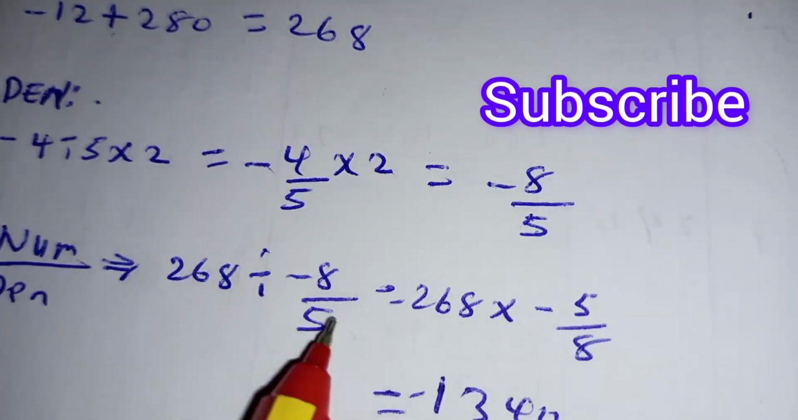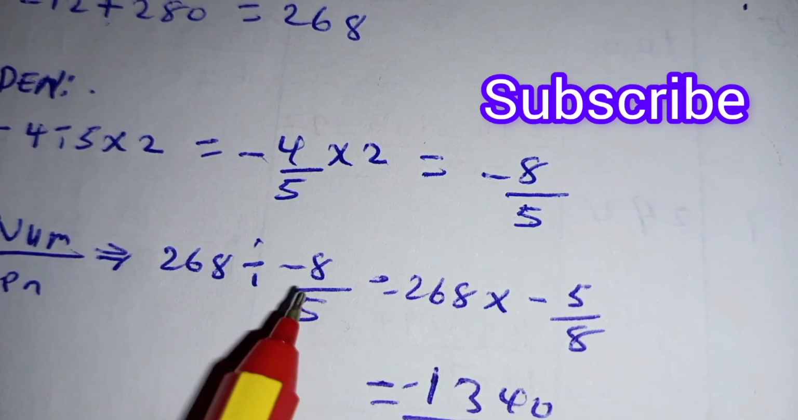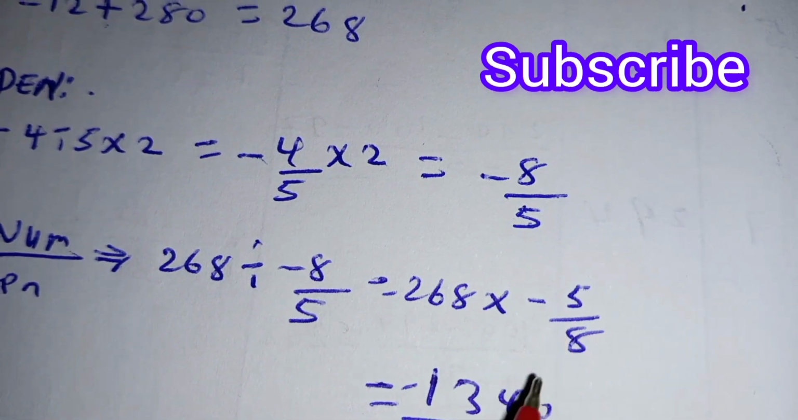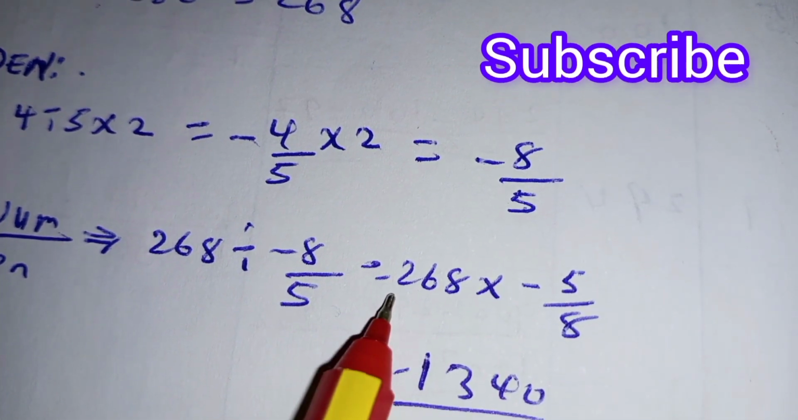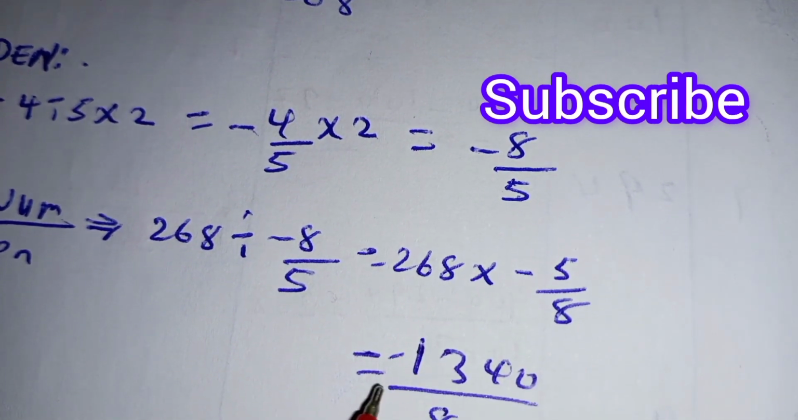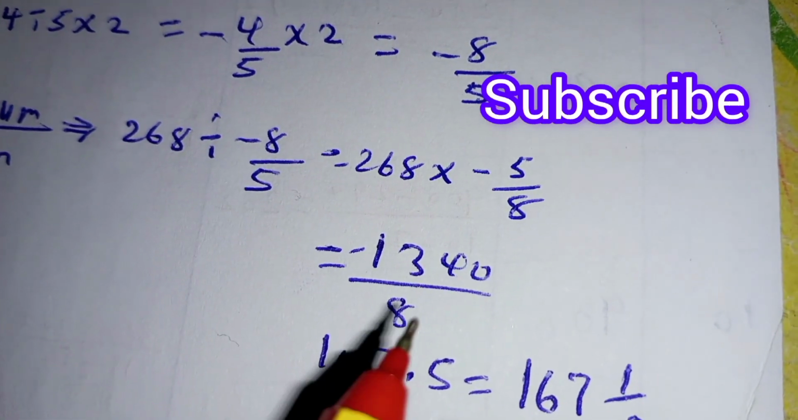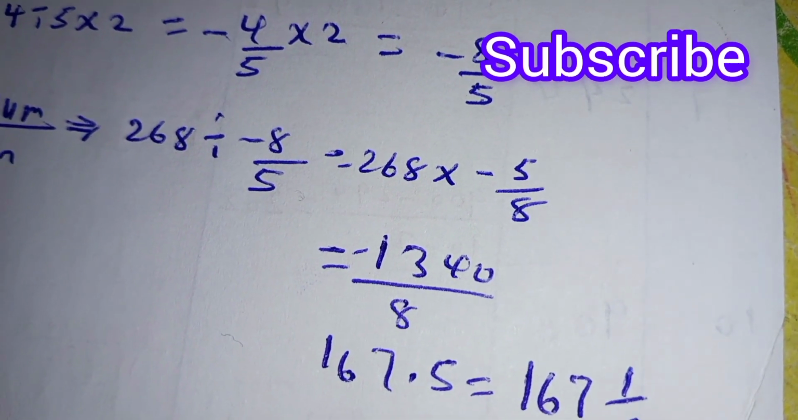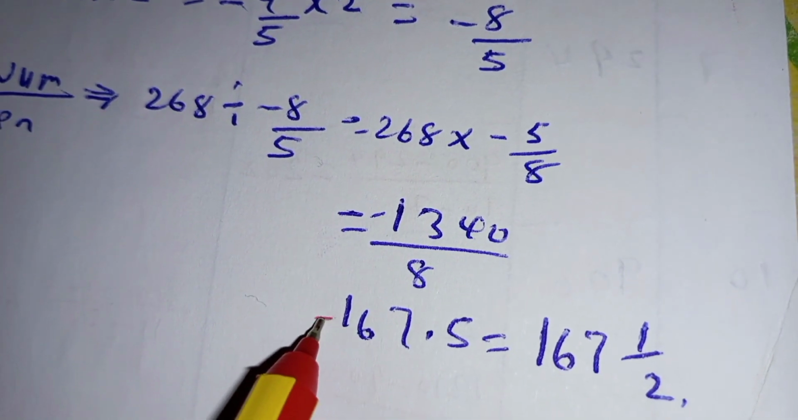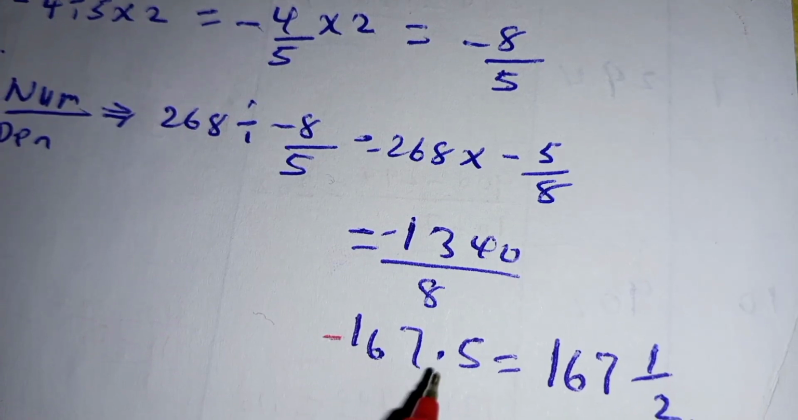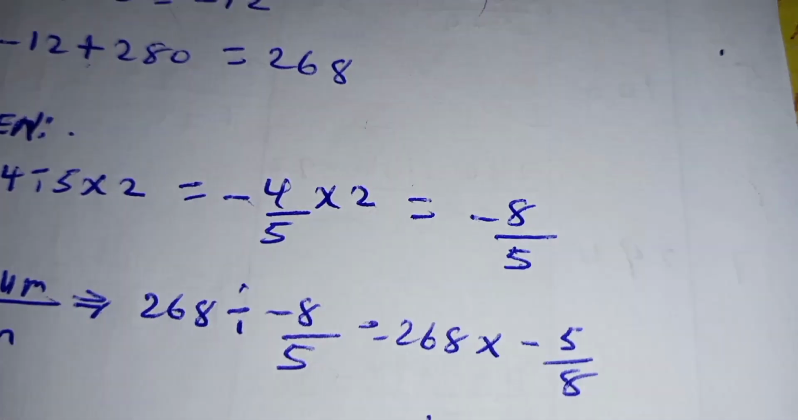When you are dividing a number by a fraction, you apply the reciprocal. So the reciprocal of -8 over 5 is 5 over -8. And now you change the sign from division to multiplication. When you multiply 268 times -5 over 8, the answer is -1340 over 8, which can be written as -167.5.